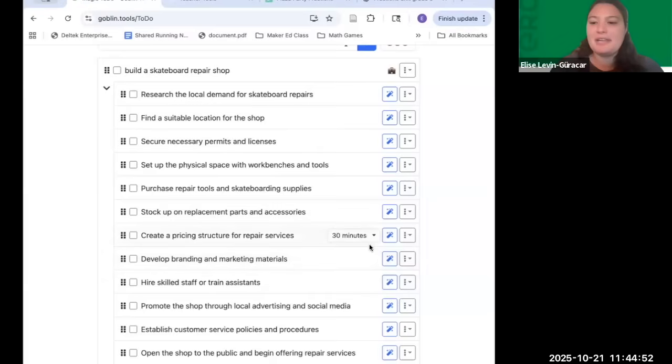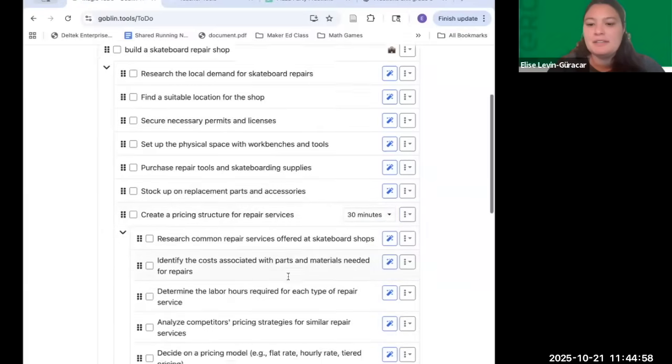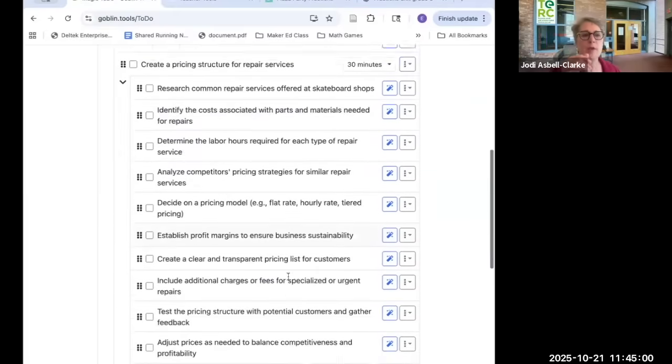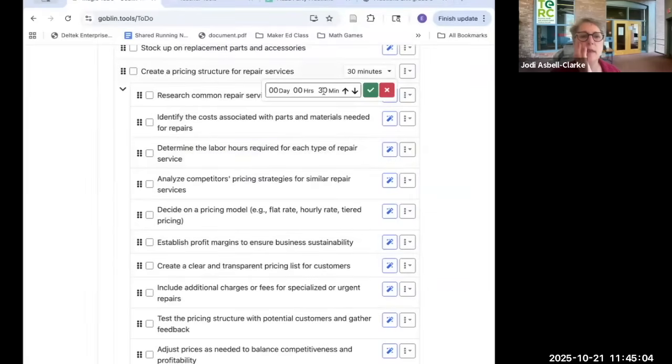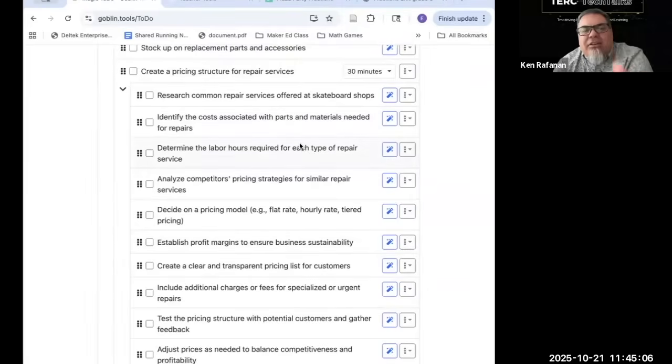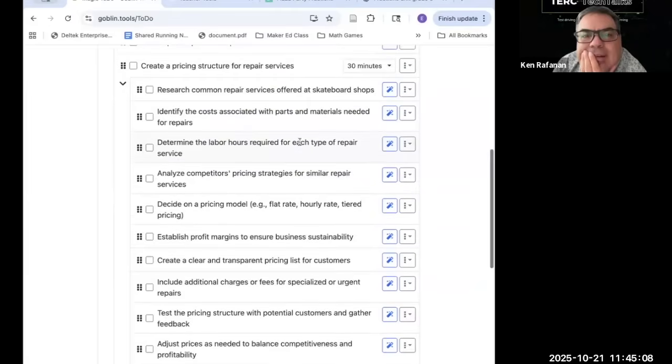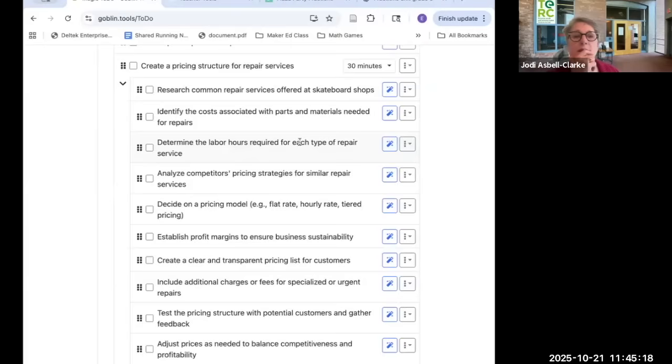Okay, you can edit it to 30 minutes to create a pricing structure. I'm going to break that task down more. Yeah. And for each of those, you can estimate the time, you can edit it. But it says 30 minutes. Does that mean that you could do this in 30 minutes? Because even the very first task would take me probably at least half an hour. Yeah, so that's interesting.